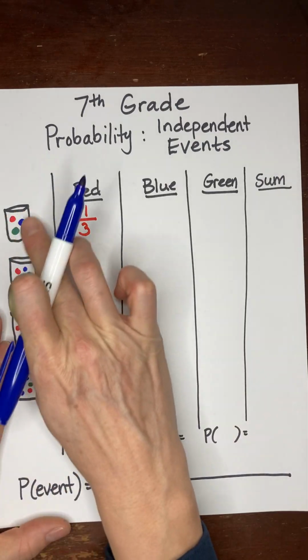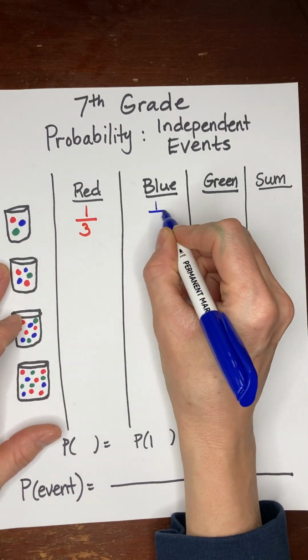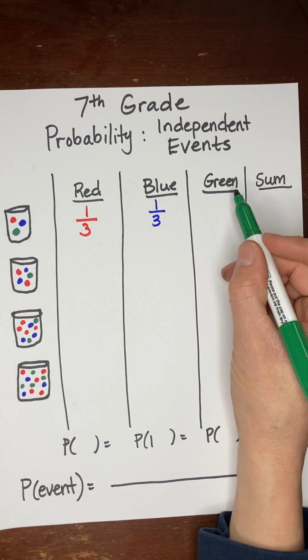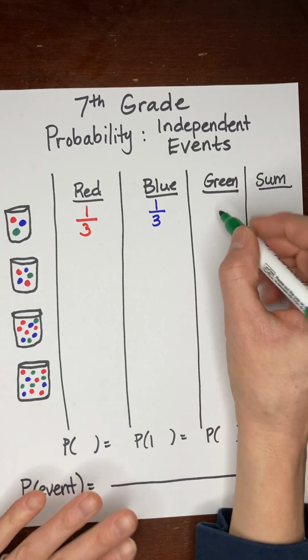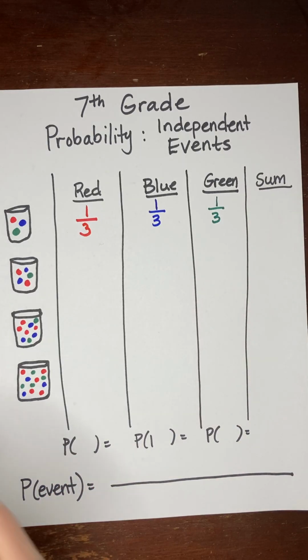Okay, now how about blue? Well, if all the marbles are in the jar and I reach my hand in, what's the probability I'll pull out a blue? Well, it's the same, isn't it? Because there's only one. And the same for green. If all the marbles are in the jar and I reach my hand in, the probability of me choosing a green is going to be 1 out of 3 because there's only one in the jar.